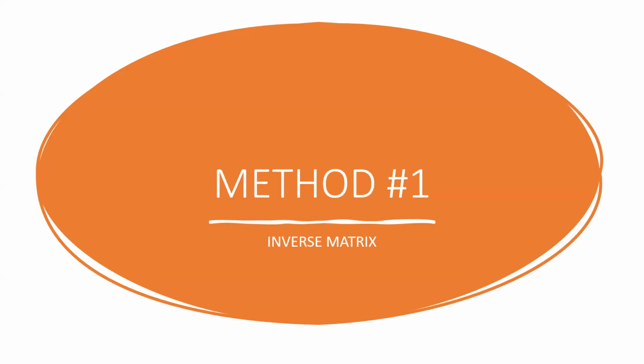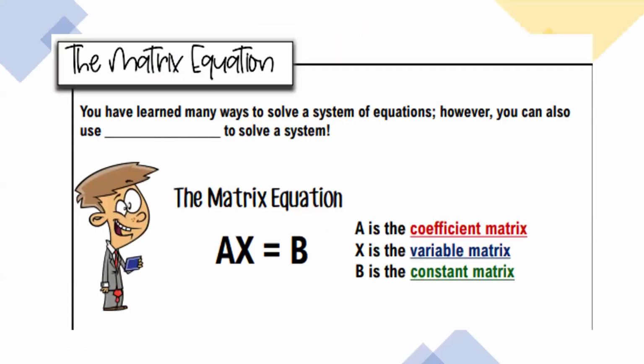There are two methods for solving with matrices. The first method, number one, is the inverse matrix. So now we're going to use matrices to solve. In this blank, it's going to be matrices. All right, so the matrix equation is AX equals B.